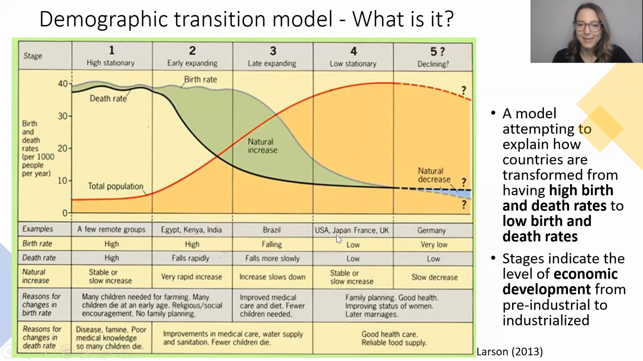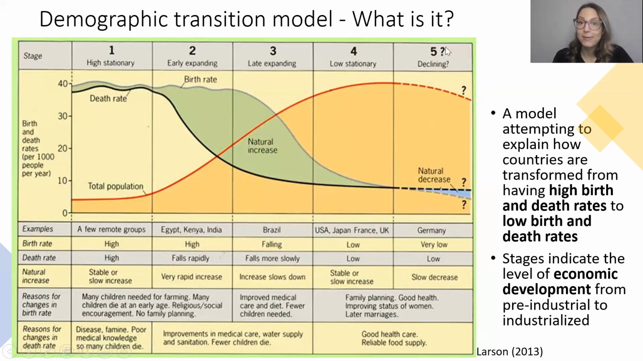Now, Japan is unfortunately included here, but I think demographers would agree at this point in time that Japan is no longer really in this fourth stage. I guess when the author was looking at this almost 10 years ago now, they could still be considered this fourth stage, but now we would probably include Japan here in this fifth stage.